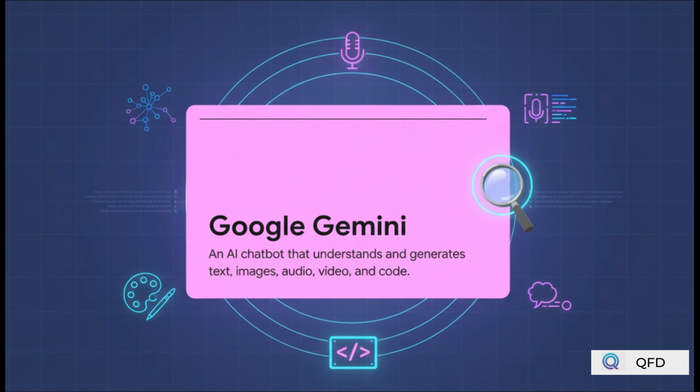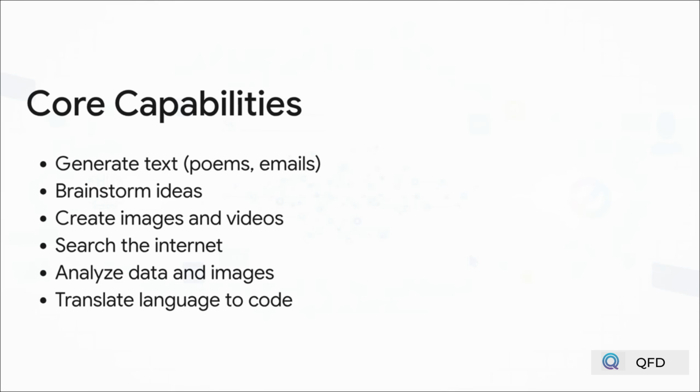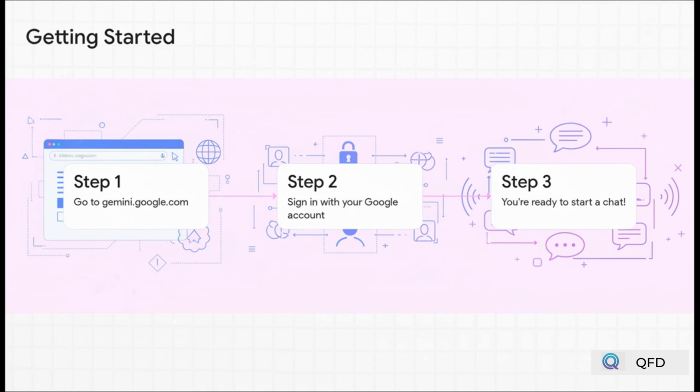First up, what even is Gemini? Basically, it's like a super smart assistant for almost anything. Yeah, it can do a ton, from writing poems to breaking down complicated data for you. Getting started is super easy. Just head over to the Gemini website and log in.